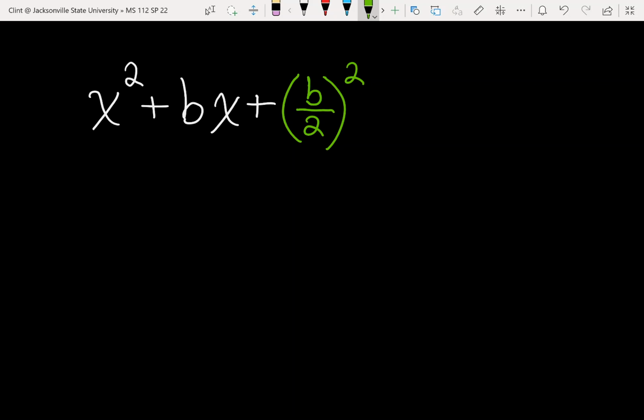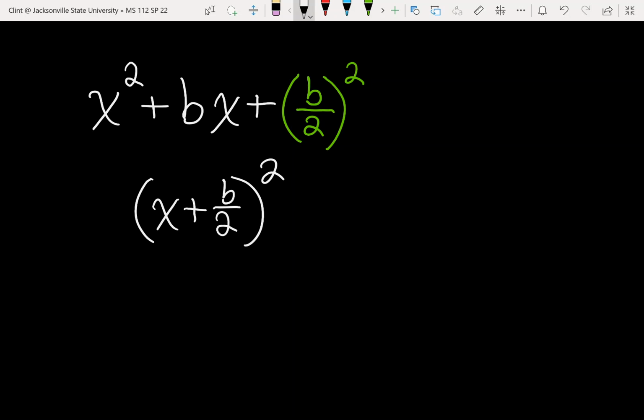So that b over 2 squared number, I don't know that it has a good name. I just call it the magic number because I don't know what else to call it. If we add that magic number, now all of a sudden this thing factors really easily. It factors as x plus b over 2, all squared. And I know that it's going to do that every time if I can turn this thing into a perfect trinomial square.